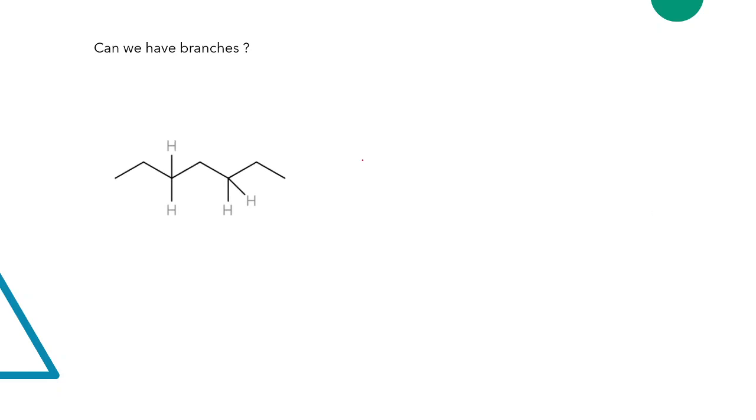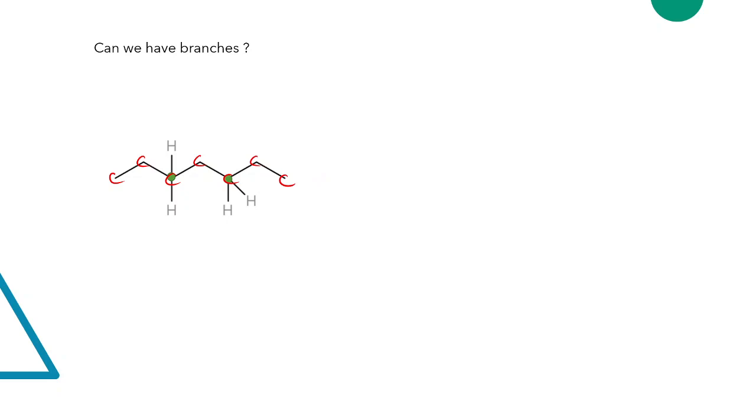Let's think about this. So this is a molecule in which there are no branches. I have shown this hydrogen because I would like to concentrate on this carbon here and this carbon here. This molecule does not have any branch because all the carbon atoms are attached in one straight line, and now I want to create a branch.